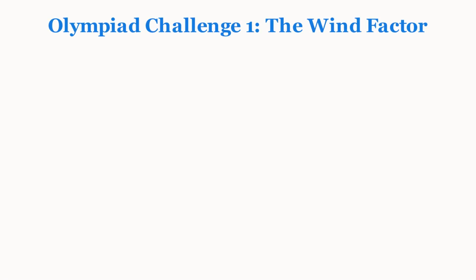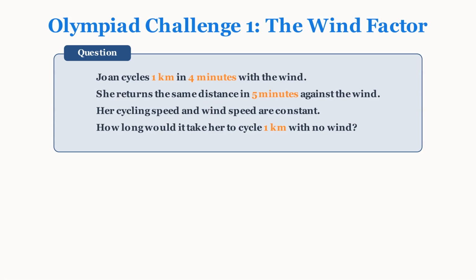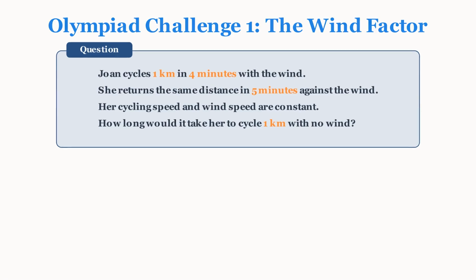Here's our first Olympiad challenge, the wind factor. Joan cycles 1 kilometer in 4 minutes with the wind, and returns the same distance in 5 minutes against the wind. How long would it take her with no wind?